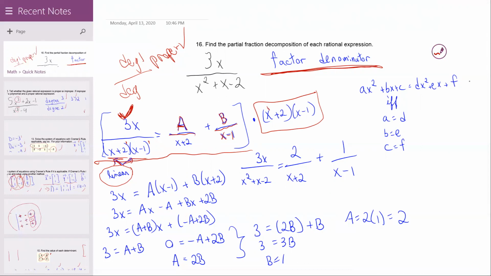When you multiply this by this first term, both of the denominators cancel, so we're left with 3x. When you multiply it by this a term, the x plus 2 cancels, but the x plus 1 remains. And when you multiply it by this b term, the x minus 1 cancels, but the x plus 2 remains. So then we distribute, so 3x equals ax minus a plus bx plus 2b.